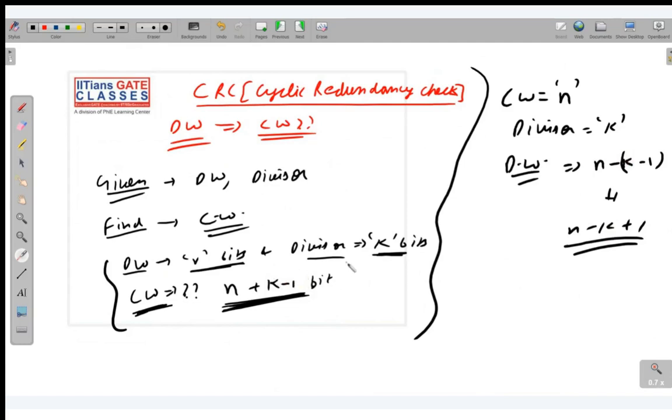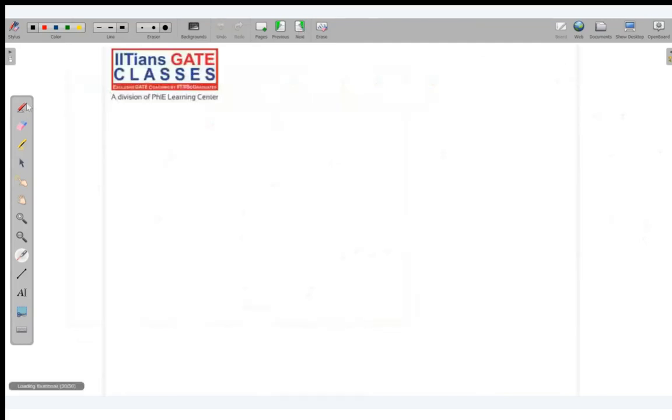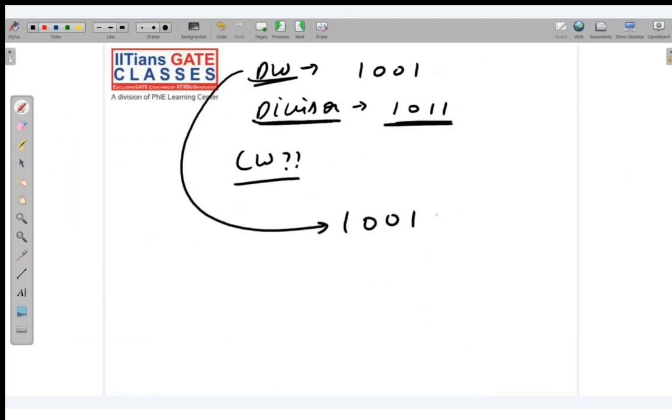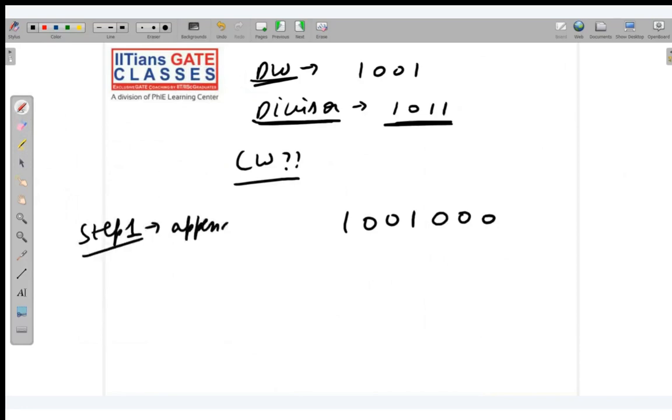Okay. So let me take an example. For example, data word is 1001 and divisor is say 1011, and they will simply ask you what is the code word. So for that, what we will do, I will write the divisor 1011. First we will write the data word 1001 as it is. Data word we have written, and see the length of the divisor. Divisor length is 4, so I will append 3 zeros after it. So for code word finding, step number 1: append k minus 1 zeros to the data word. We have done this.